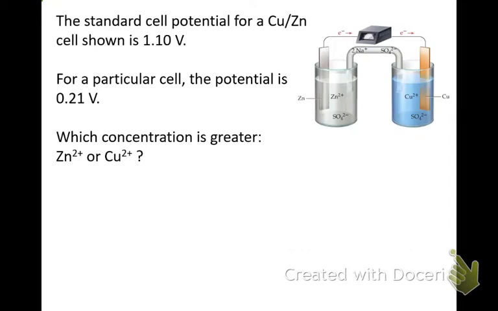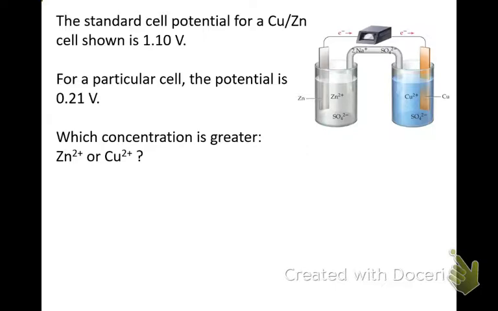Okay, so let's think about this again. For this cell, the standard potential is 1.1 volts. Okay, under standard conditions. Now, if you measured a particular one that you made and it was only 0.21 volts, what would that tell us about the concentration? Is the zinc concentration higher or the copper concentration higher? Okay, let's think about how we would think about that.